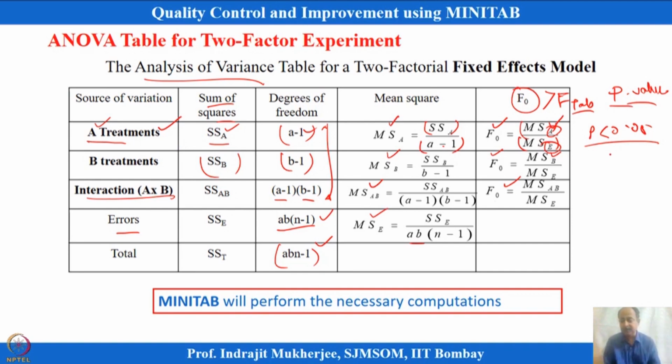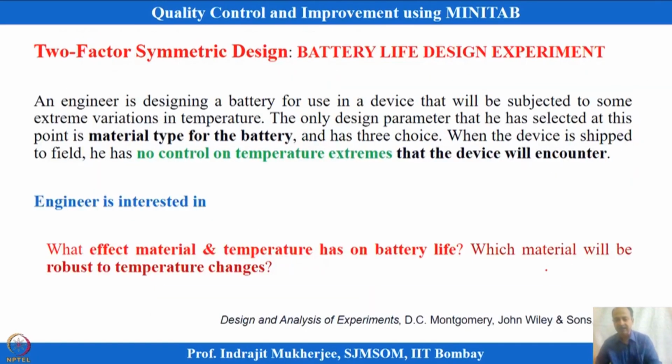Similarly, for B also we can see whether the p value is less than 0.05. Everywhere the p value can be calculated, and MINITAB will do it automatically for you, and tell whether A is significant, B is significant, or AB is significant. We can interpret that way, and MINITAB does this complete calculation. If you fit the data set, it will give you all the information. Okay, so that is the interpretation.